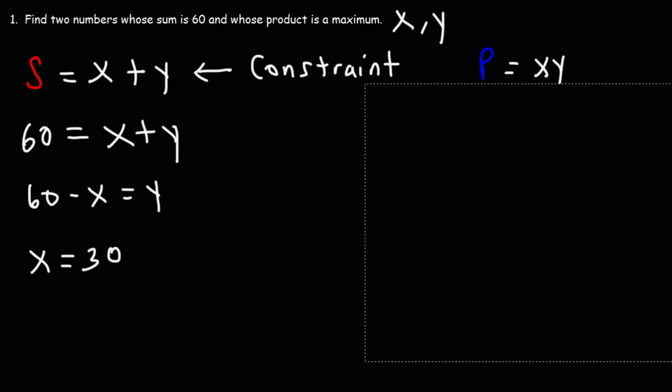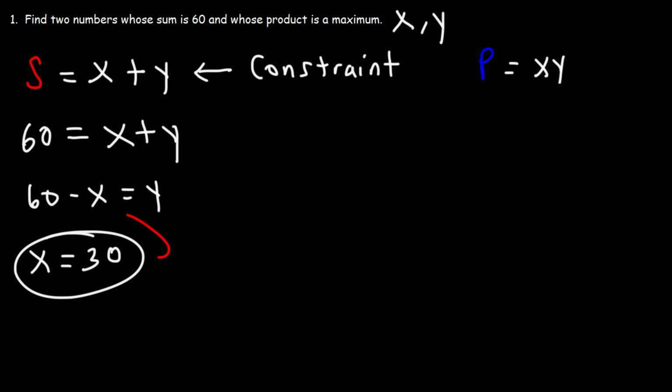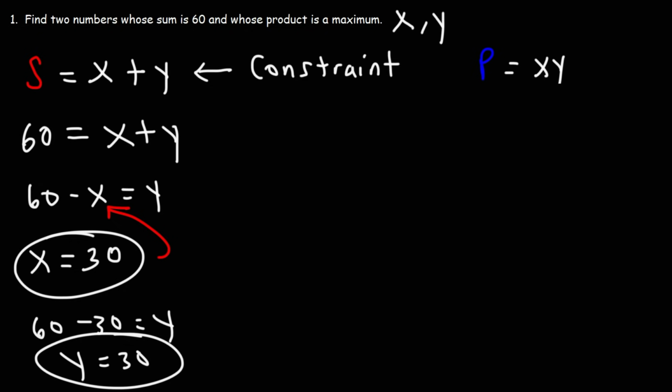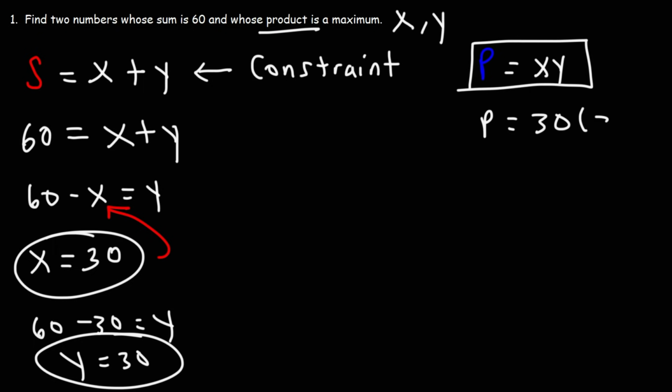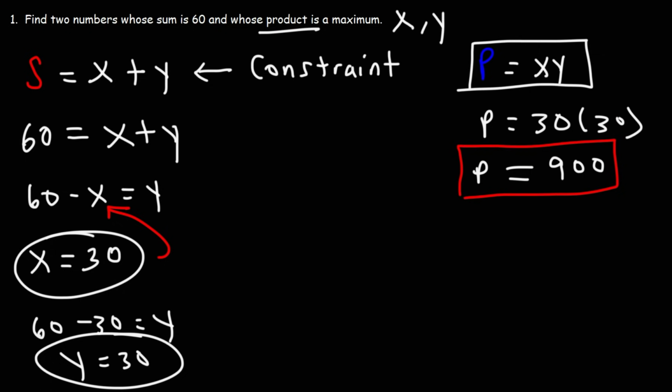Now at this point, we can go ahead and calculate y. So let's take 30 and plug it into this equation to get y. 60 minus 30 is equal to y. So y is 30 as well. So now we have both numbers whose sum is 60. If we wish, we can calculate the product by plugging it into this equation. So 30 times 30. We know that 3 times 3 is 9, and then if we add the two zeros, we get a product of 900. So that is the maximum product. So that's it for this problem. The two numbers are 30 and 30, and the maximum product is 900.